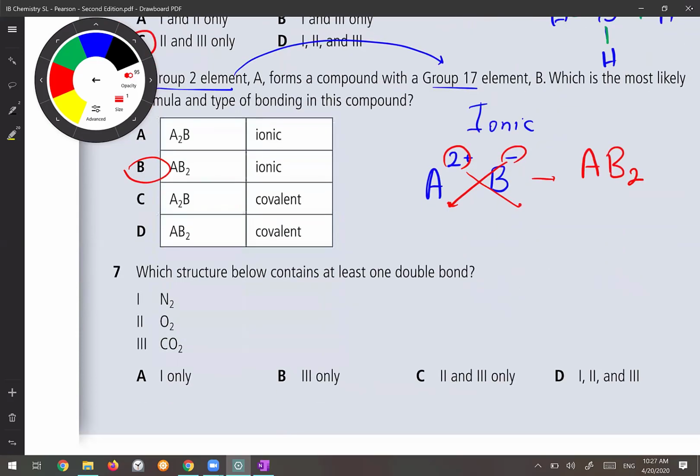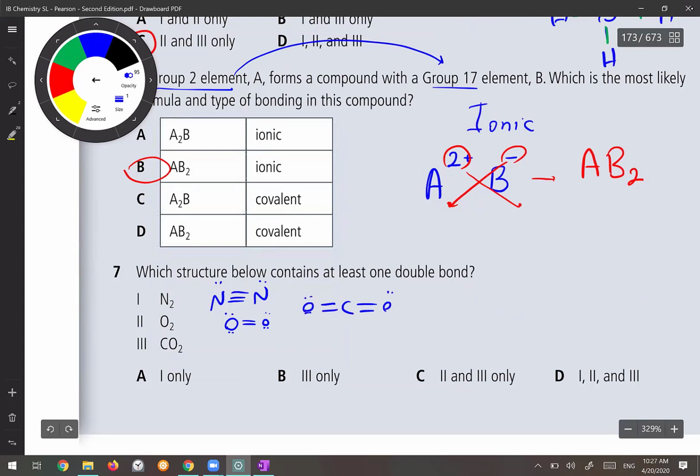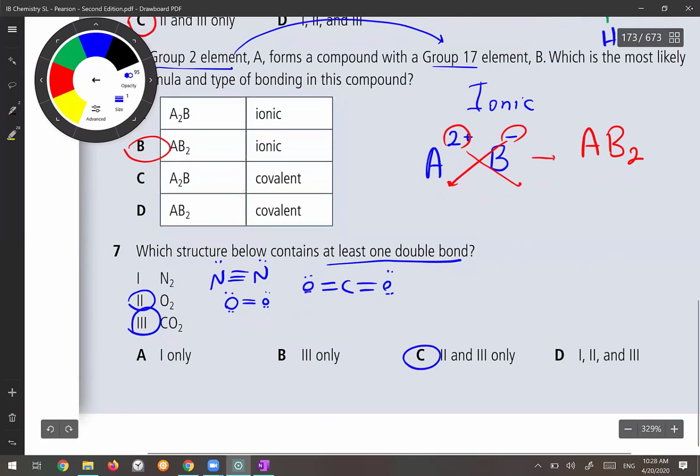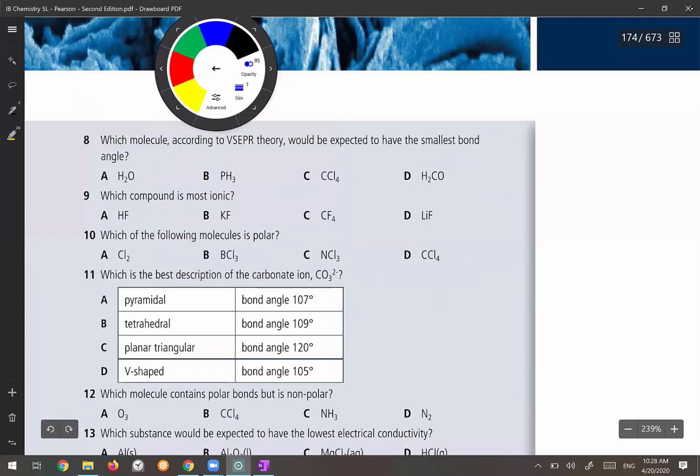Question number 7 says which structure below contains at least 1 double bond? Okay, so you have to draw the Lewis structure to know that. N2 has 1 triple bond. O2 has 1 double bond between the oxygens, and carbon dioxide has 2 double bonds inside the molecule. So which one has at least 1 double bond? The answer is 2 and 3. So the answer is C. Okay, so this was an easy question. Let's move on to the next question.